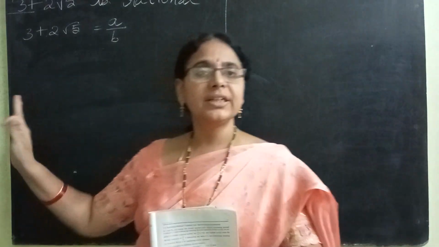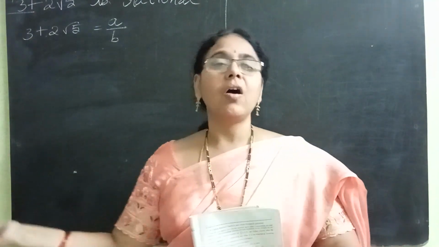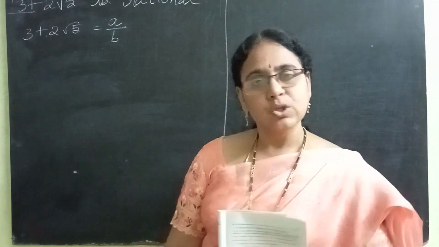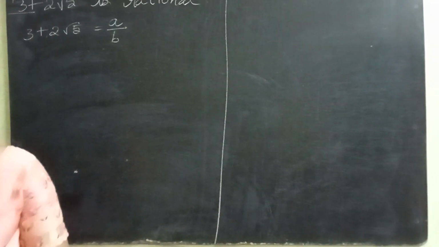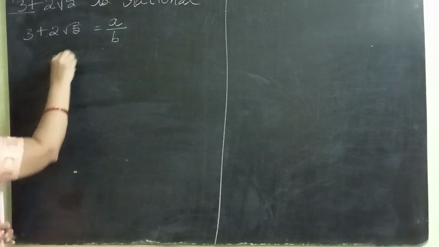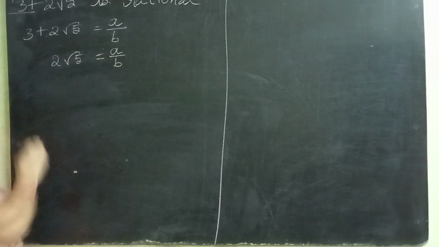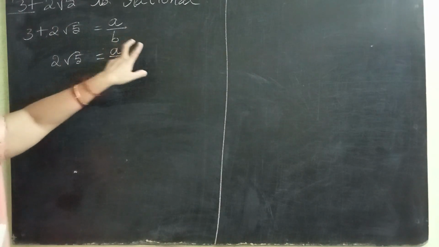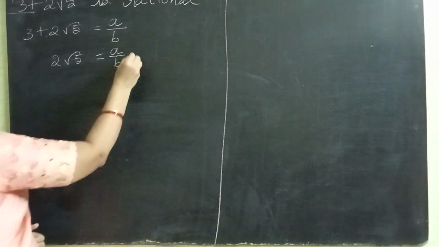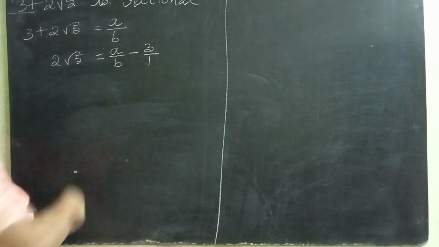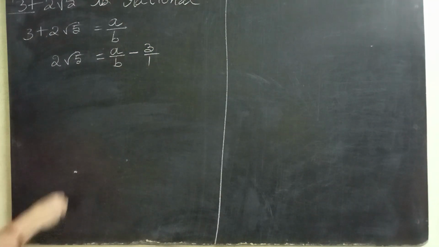So, keep the root 5 term on that side, and transpose all the remaining terms to the opposite side. What is the root 5 term? That is 2 root 5, equal to a by b, and here plus 3 transposed to the opposite side becomes negative 3. The denominator can be taken as 1.